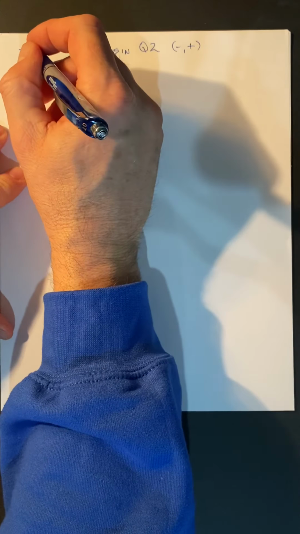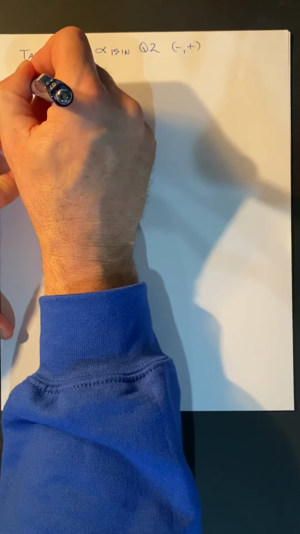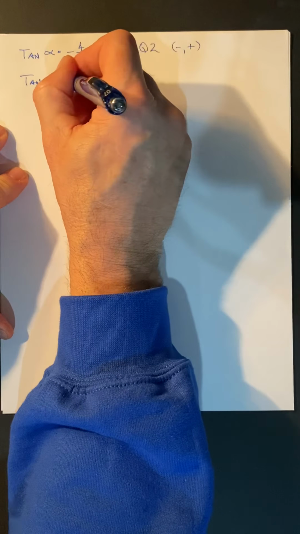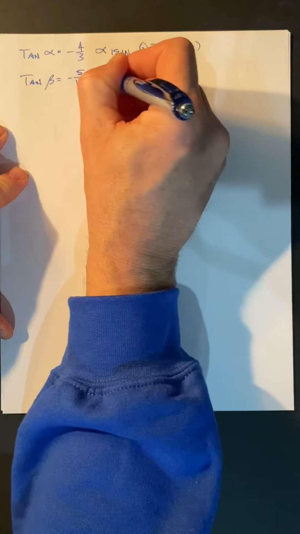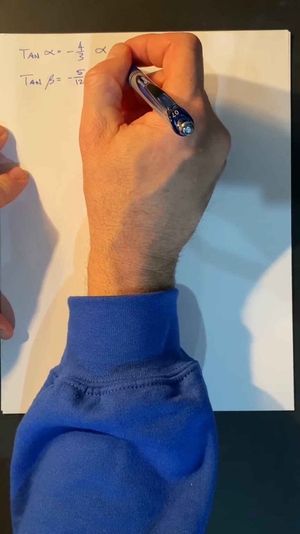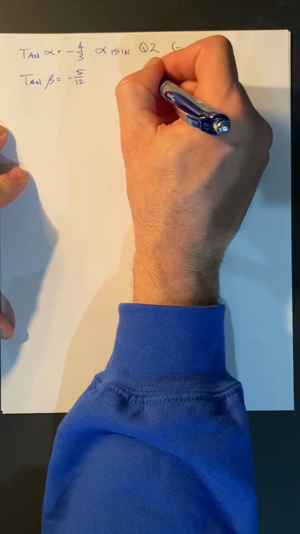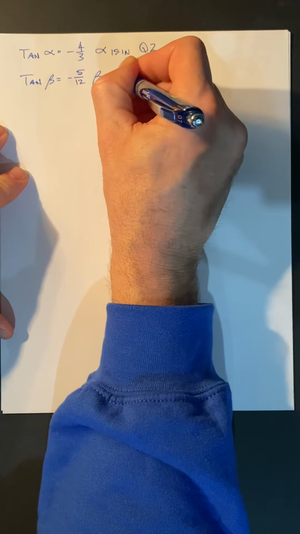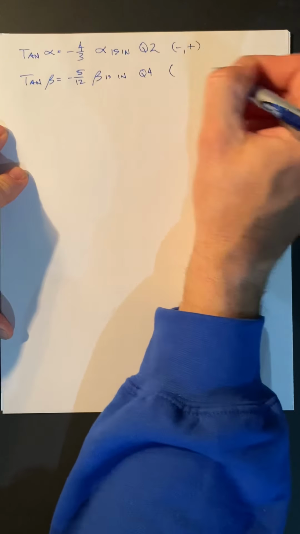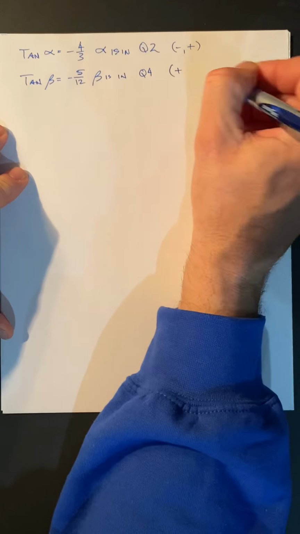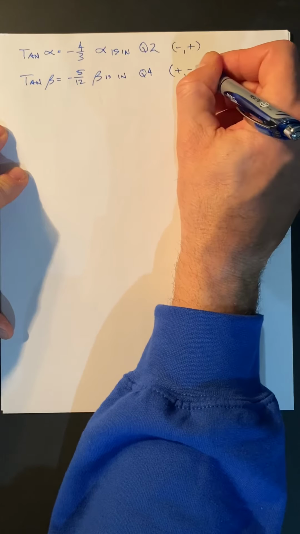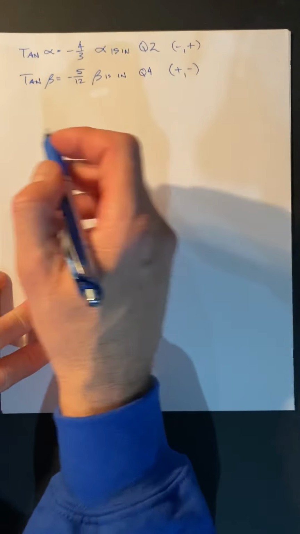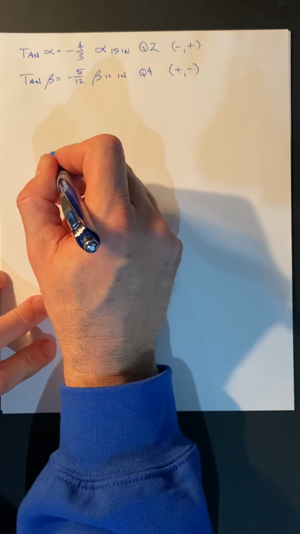And I also have the tangent of beta is equal to -5/12, and it happens to be in the fourth quadrant, okay? Beta is in quadrant number 4. And in quadrant number 4, I know my cosine is positive and my sine is negative. Now, I have to do a little bit of graphing here to help me in all of this, okay?